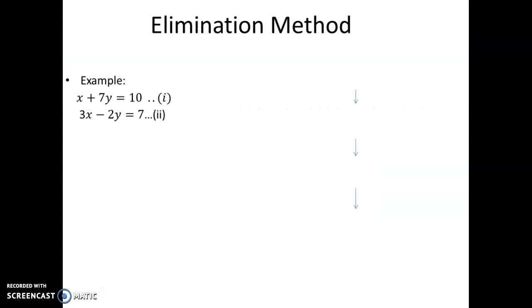First I am taking an example and step by step I am explaining the solution. Consider we are given two linear equations, x plus 7y is equal to 10 and 3x minus 2y is equal to 7. Here x and y are the variables, the numerical coefficient of x is 1, of y is 7, and the constant term is 10. In the second equation, the numerical coefficient of x is 3, of y is minus 2, and the constant term is 7. I am calling the first equation number 1 and the second equation number 2. What will be the first step?